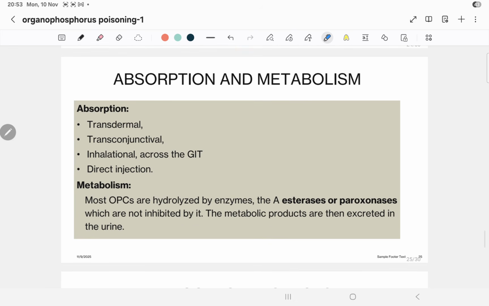Absorption. Organophosphorus compounds get absorbed by transdermal, transconjunctival, inhalational routes and direct injection. Most OPCs are hydrolyzed by enzymes, esterases and peroxygenases, which are not inhibited by it. So if there is an OPC in the body, it will eventually get passed in urine. Why? Because it gets metabolized by esterases and peroxygenases.